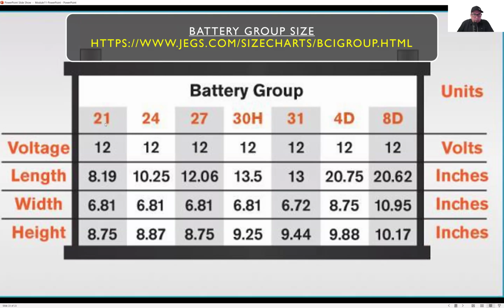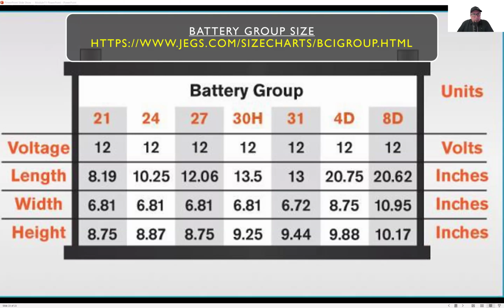So you look up top on this picture here. This is just a graph, but 21 is a group size, 24, 27, 30H, 8D. So all those are different group sizes. There's a chart that you can go by. This is a website you could go to, but you can just Google battery group size and then type in your year, make, and model, and it'll give you the group size of the battery pretty easily. Okay. But that's what the group size refers to, the physical dimensions and the location of the battery posts.